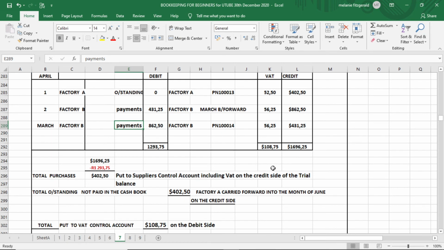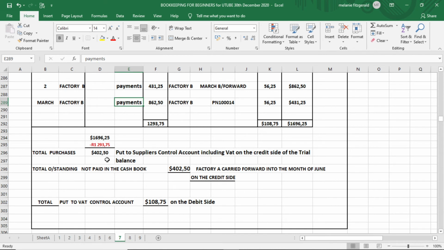$1,696.25. We take the smaller amount away from the larger amount. So that gives us a balance of $402.50. That's the total purchases you put to the suppliers control account, including VAT, on the credit side of the trial balance. The total outstanding amount not paid in the cash book of $402.50. Factory A carried this forward to the month of June on the credit side.